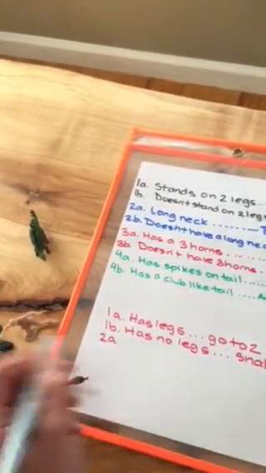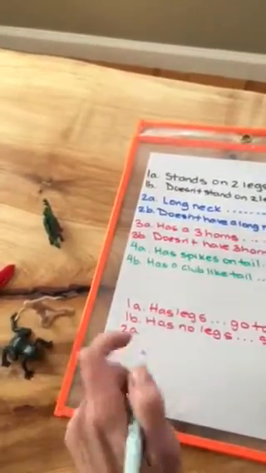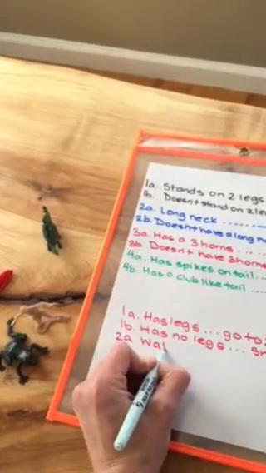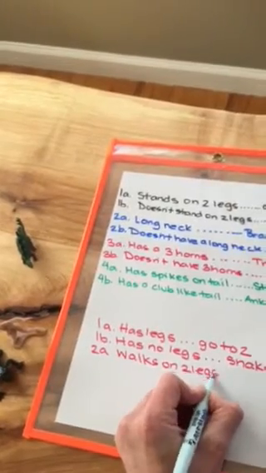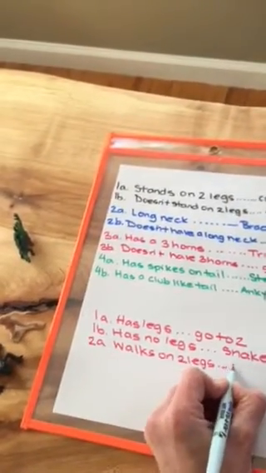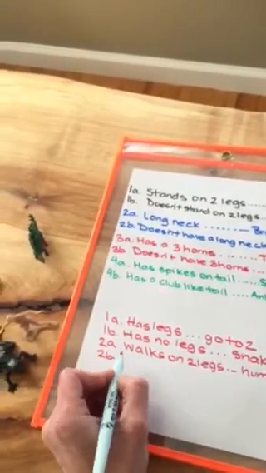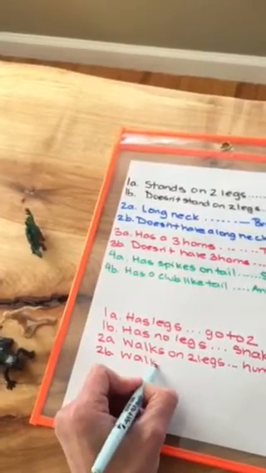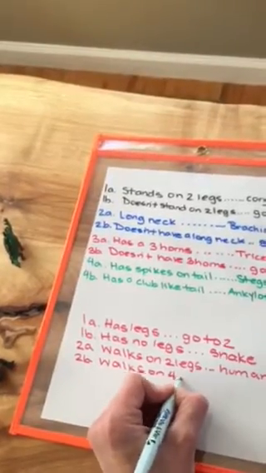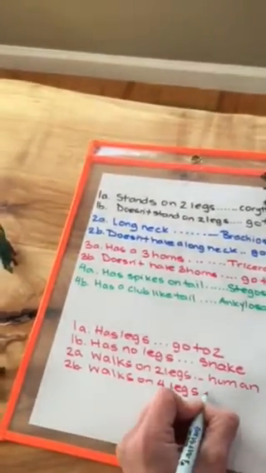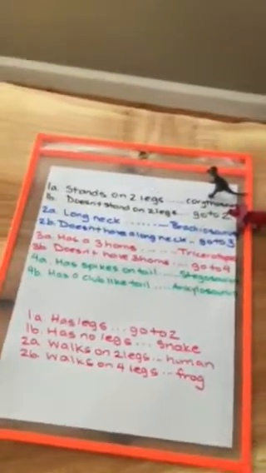For my second question, I'm getting rid of my snake since we identified him, and I'm going to look for 2 characteristics for this. Walks on 2 legs. And since there's only one of them that does that, I'm going to write human. 2B, I could write walks on 4 legs because this is my last guy, or doesn't walk on 4 legs, or 2 legs, sorry. And then write frog. Hope this helped you understand dichotomous keys.